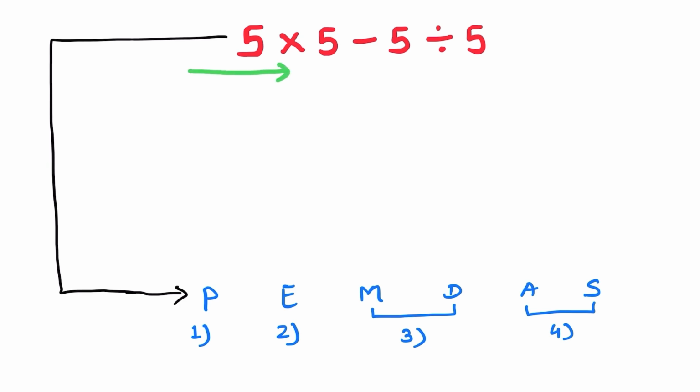And the second, as per the PEMDAS rule, we will check for parentheses first. Second, we will check for exponents. Third, we will check for multiplication and division. Here, multiplication and division both have the same priority. So starting from left to right, whichever comes first, we will solve that first.